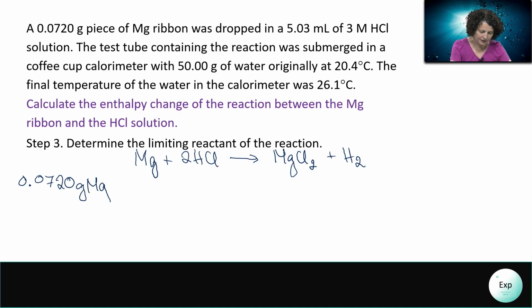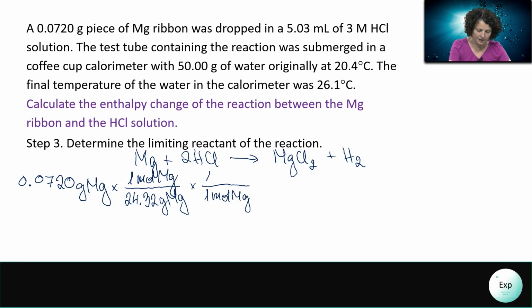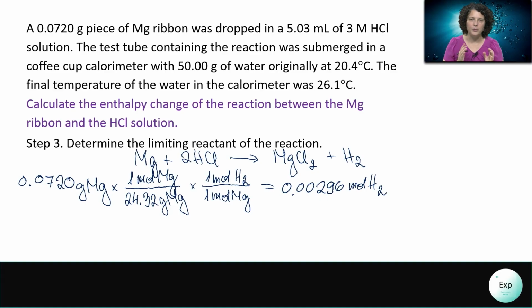So starting with the 0.0720 gram piece of magnesium, we are going to convert our mass of magnesium to moles. 1 mole of magnesium is the same as 24.32 grams of magnesium. Once we have the moles of magnesium, we're going to convert to moles of hydrogen. So on the bottom, we'll place 1 mole of magnesium, and on the top, we'll place 1 mole of hydrogen. And from there, we simply calculate our value. It is 0.00296 moles of hydrogen. This means that if we were to completely consume all our magnesium ribbon, we would be able to produce this many moles of hydrogen.